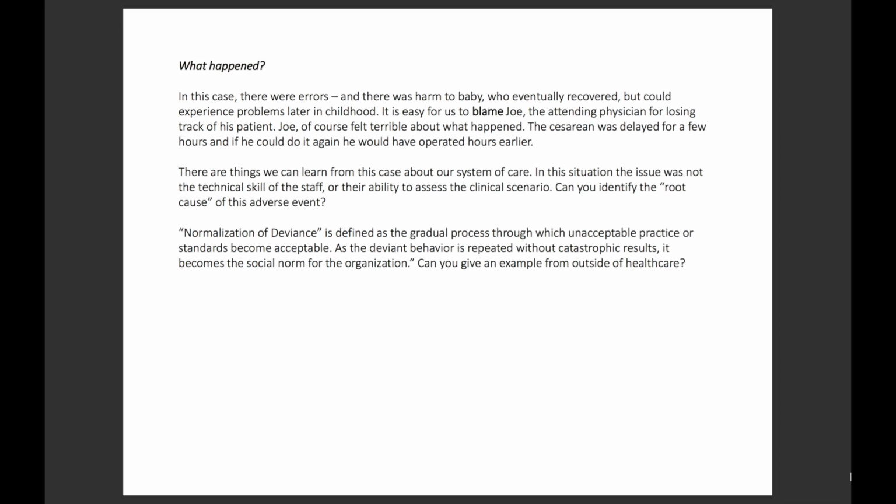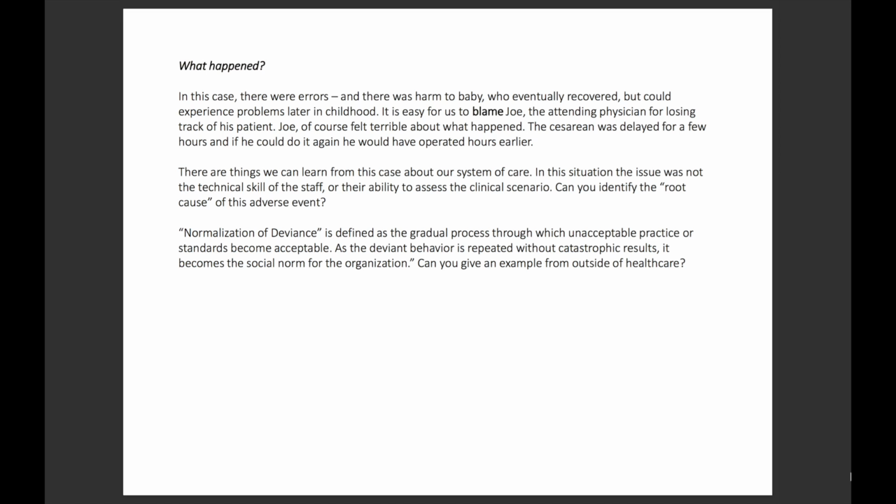Someone doesn't wash their hands, and the patient doesn't get an infection. And that normalization of risk or deviance occurs all the time in healthcare. We see somebody doing something that's unsafe in healthcare. Maybe they're wearing their scrubs outside of the hospital. Maybe they're eating in the patient care area. Maybe they're not labeling specimens the right way, and we don't say something. That's normalization of deviance as well. Can you give an example from outside of healthcare?